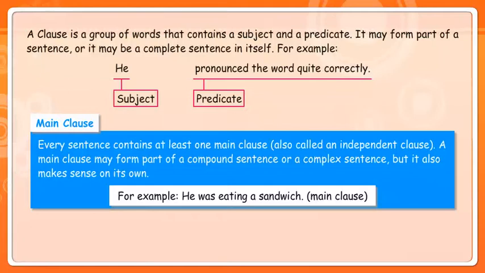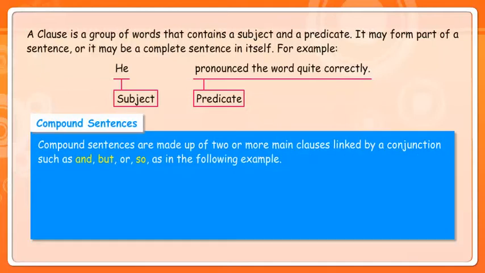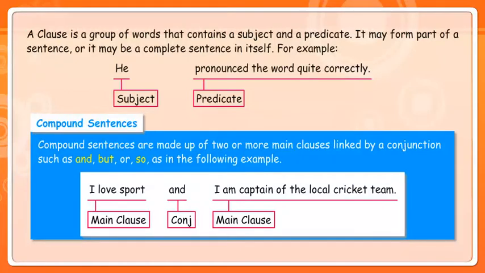Compound sentences. Compound sentences are made up of two or more main clauses linked by a conjunction such as and, but or so, as in the following example. "I love sport and I am captain of the local cricket team." Main clause, conjunction, main clause.